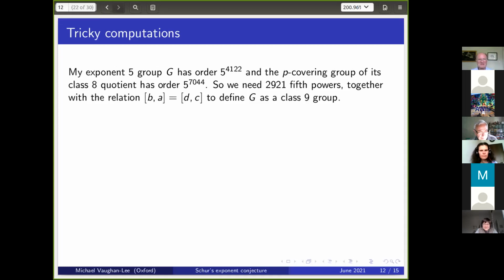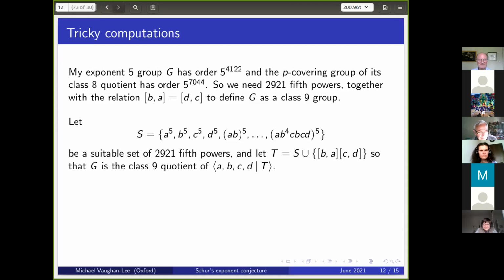But we've got the relation [B,A] = [D,C], so that takes care of one of those extra relations you need. So you need 2,921 fifth power relations together with this relation [B,A] = [D,C] to define G as a class 9 group. It's a little tedious to get it, but it's not too hard to get a suitable set of 2921 fifth powers.